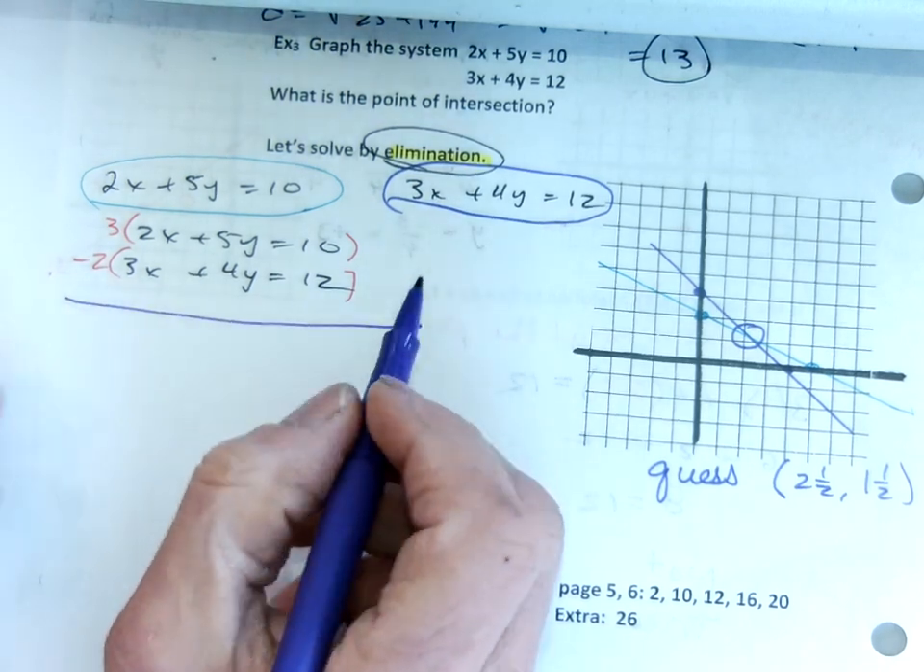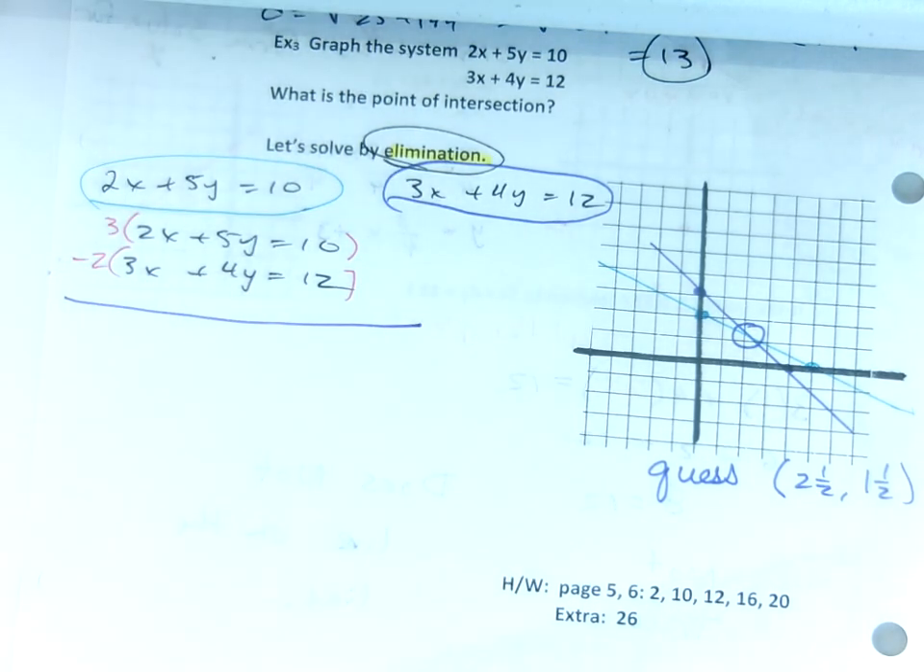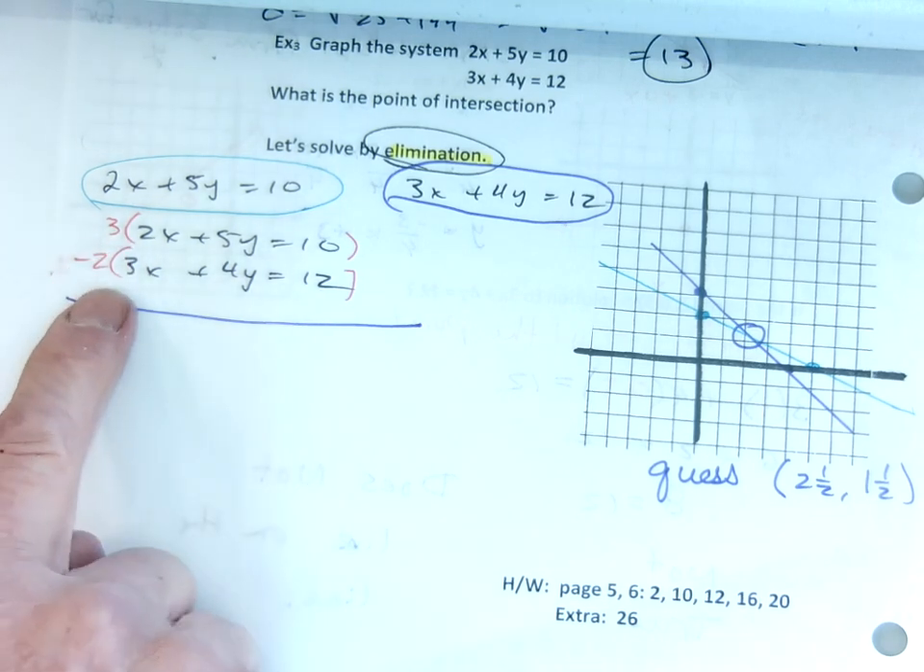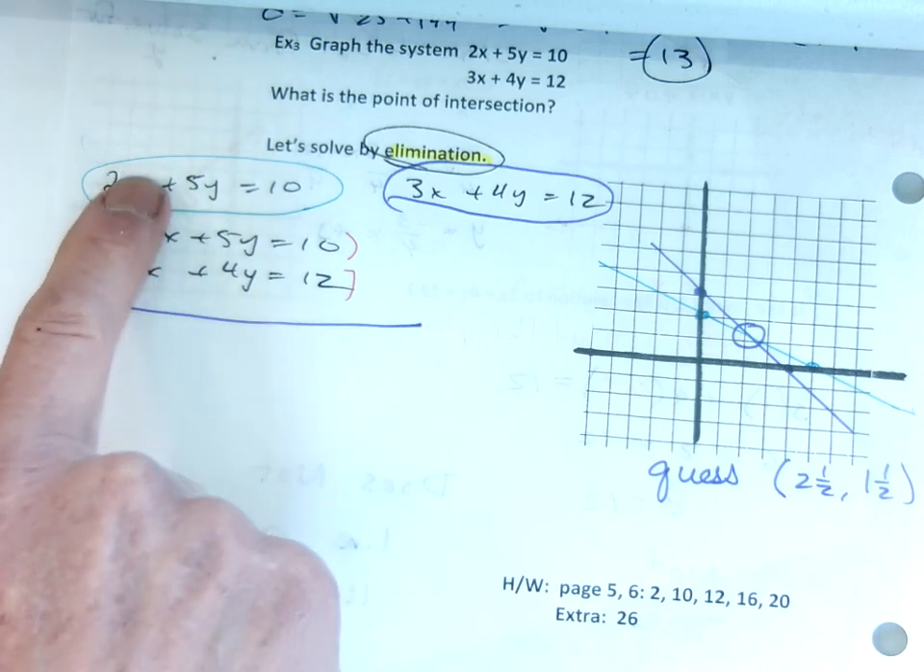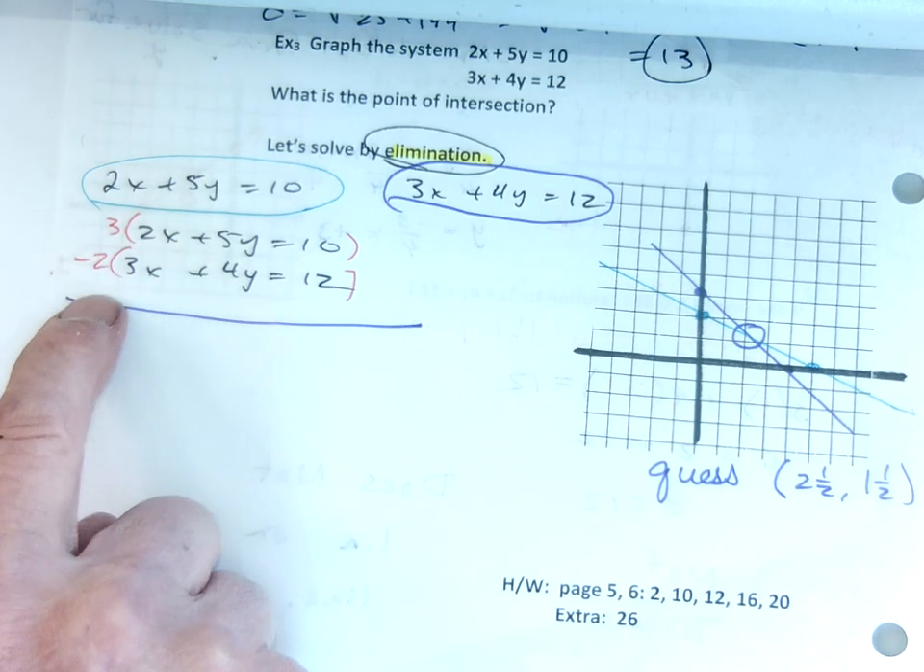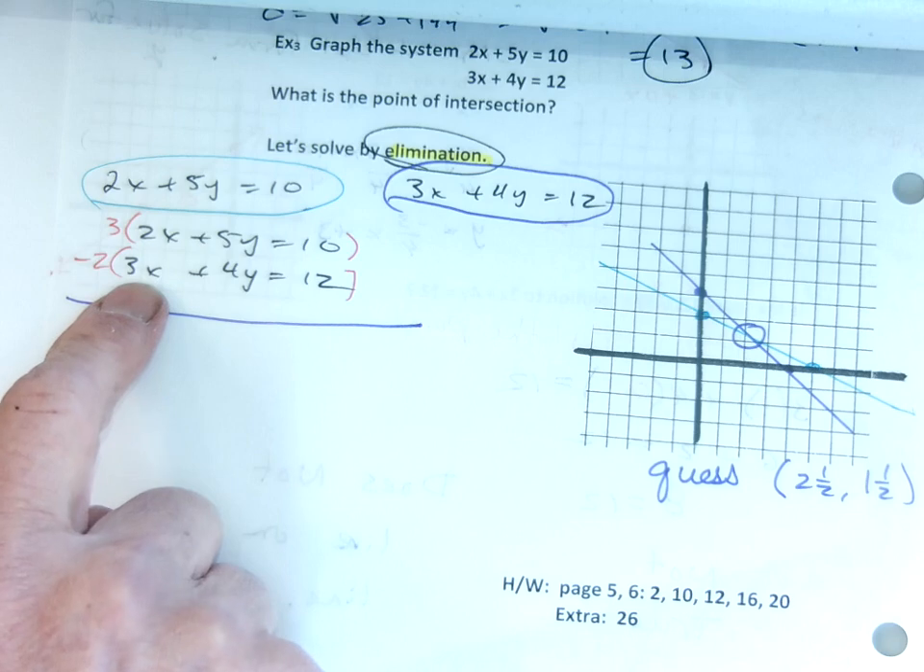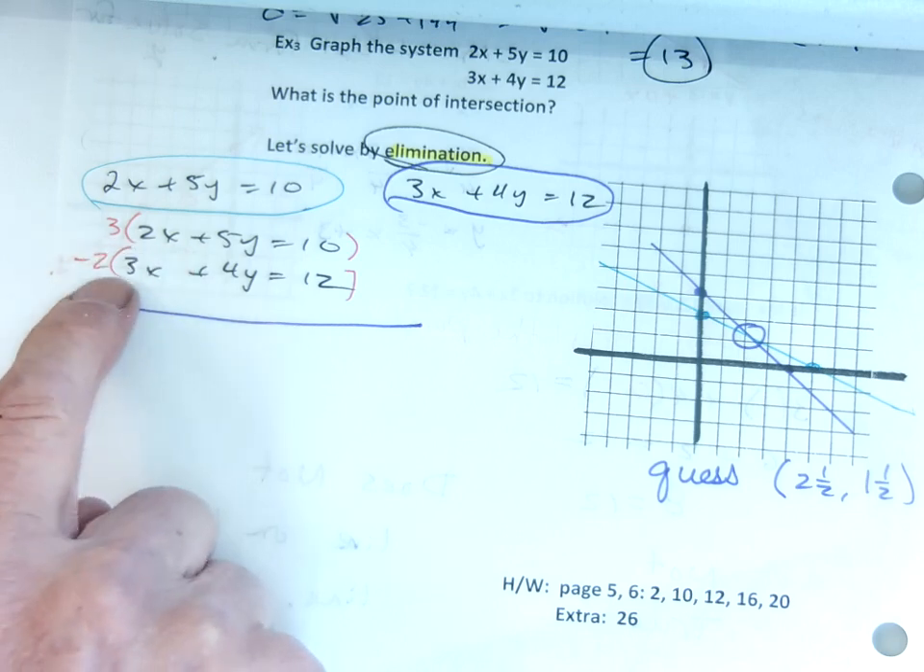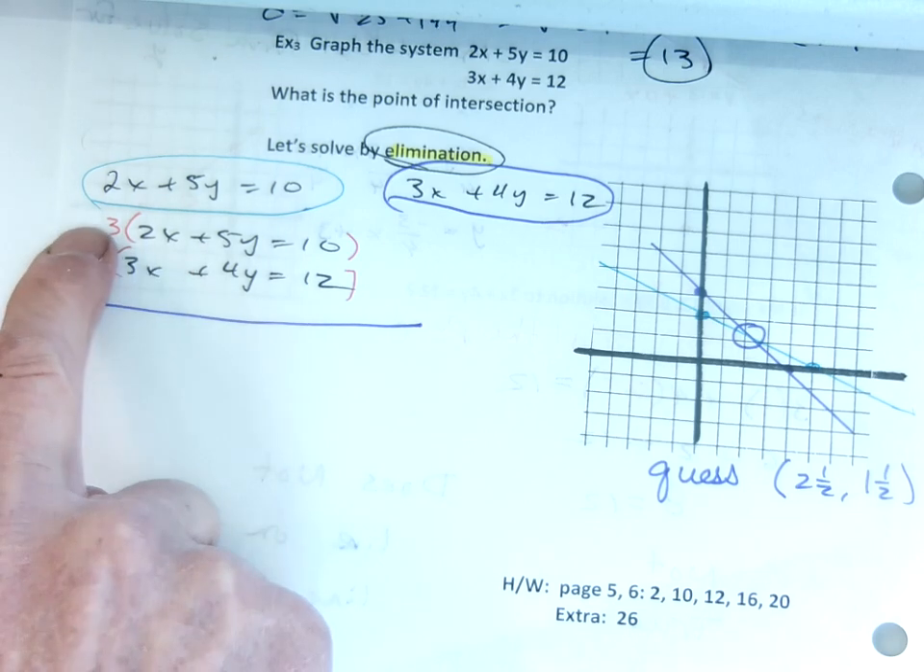Why would I do that? What's the point in doing that? Anybody see why I would multiply this one by 3 and this one by -2? Get rid of x. I'd have a 6x and a -6x, and they would eliminate when I add them. Does that make sense? So I made them opposites, positive 6x, -6x, just by multiplying them.